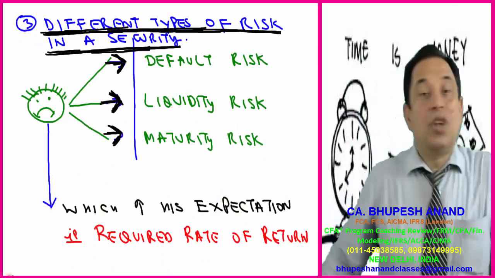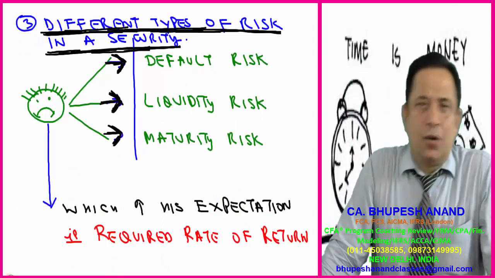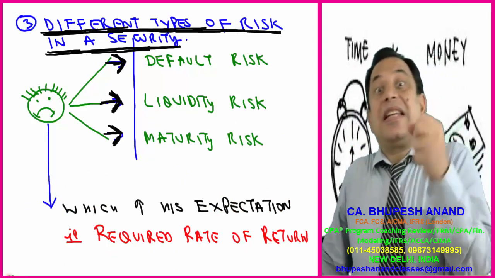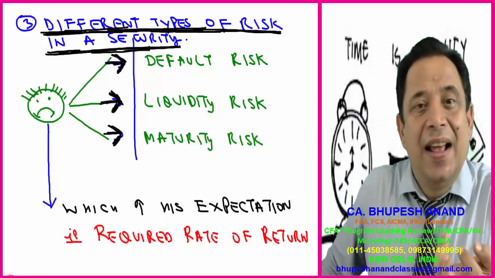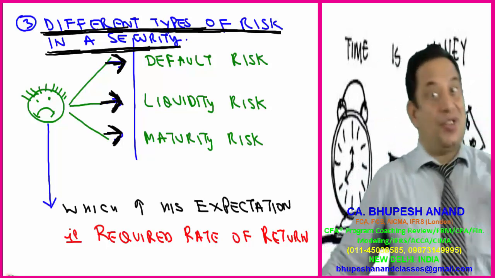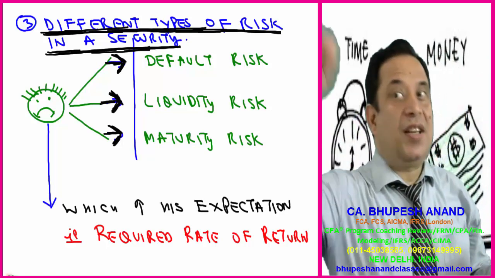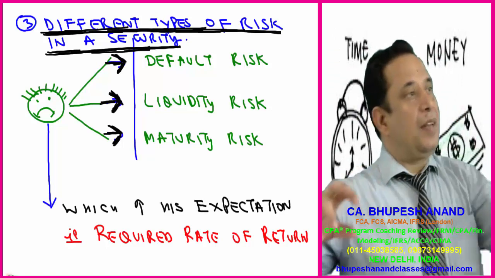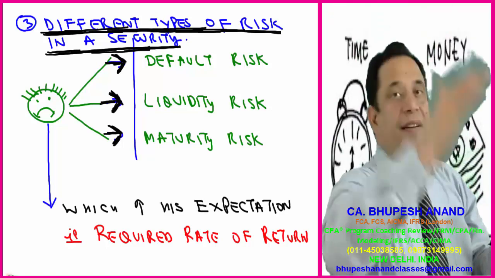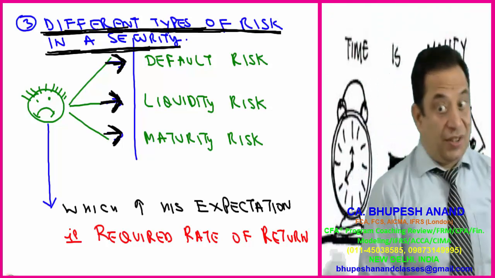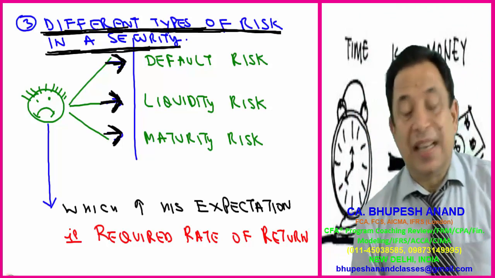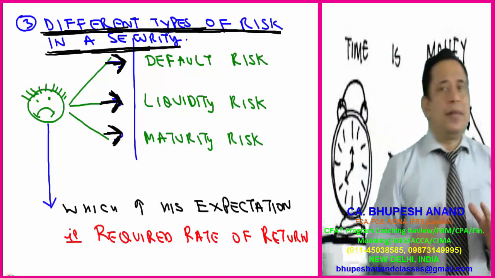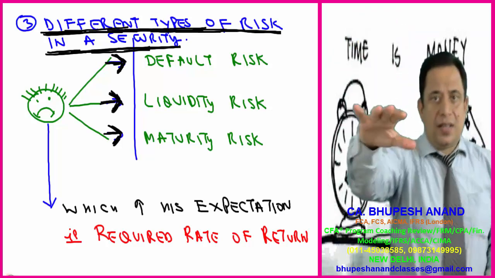So let me move to the third point, the last slide you have to write today. How many types of risk premium, or what are the different types of risk which an investor has to face? If someone is investing somewhere, what can be the different types of risks the investor has to face? That we have to see. So, different types of risk in a security. There are three types of risks. One is default risk.